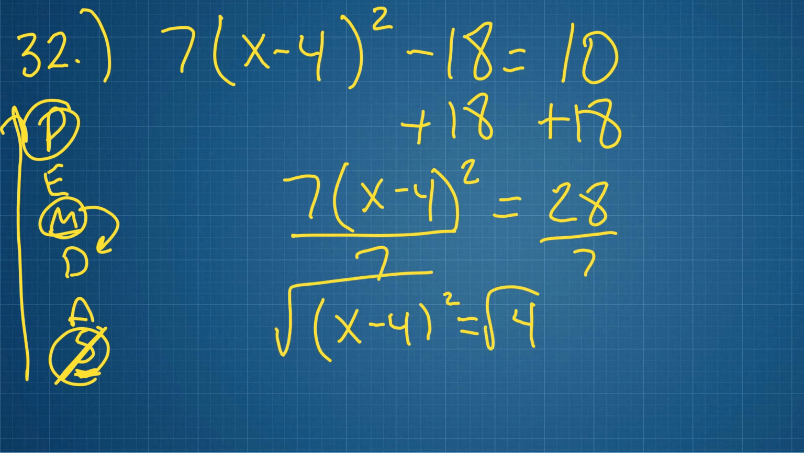Now I square root both sides. Because even though there's subtraction, it's still in the parentheses. I cannot get rid of it. I have to get rid of the exponent first. But remember, that's a letter. So when I write x minus 4, it's equal plus or minus, and the square root of 4 is just 2.